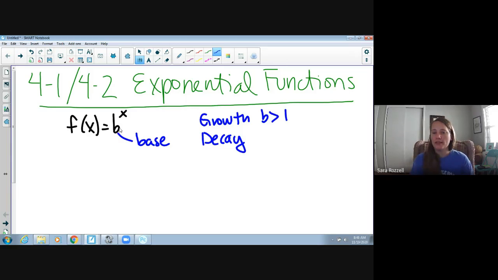But what would the base need to be for a decay? Yeah, from 0 to 1, because that would be like a fraction of what you started with. If I kept multiplying by a half, it's taking what I started with and cutting it in half, and then cutting that in half, and cutting that in half, and that's going to make it smaller. So for decay, our base is between 0 and 1.